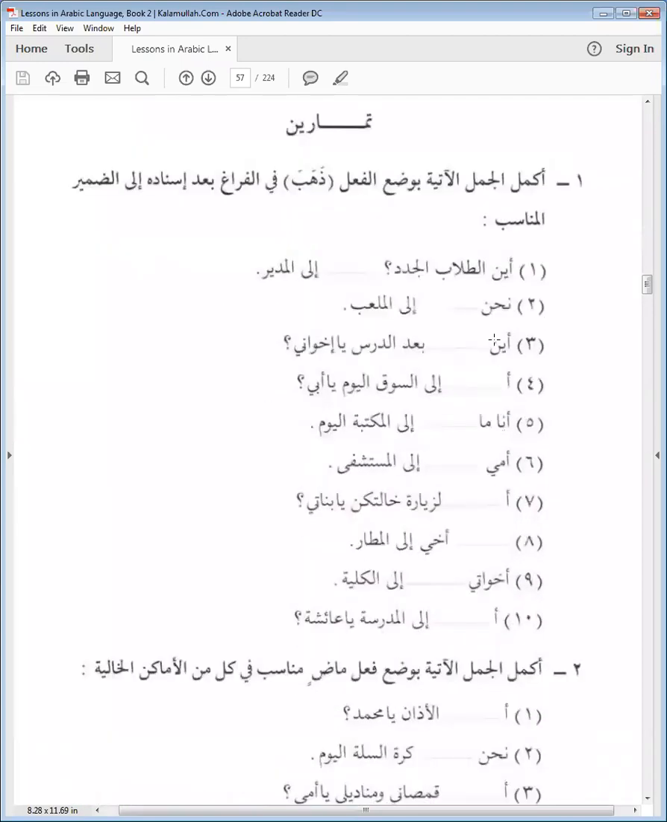Next one. أين something بعد درس يا إخواني. So the question is where, أين, where something بعد درس يا إخواني. Well, it's one verb we're using right through this whole exercise. So the verb is ذهب, or to go, or he went, right? So here we say أين something بعد درس يا إخواني.